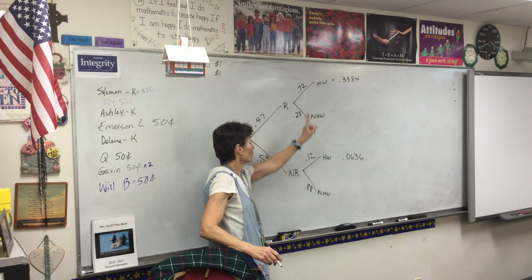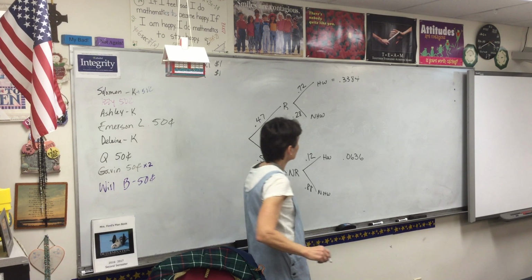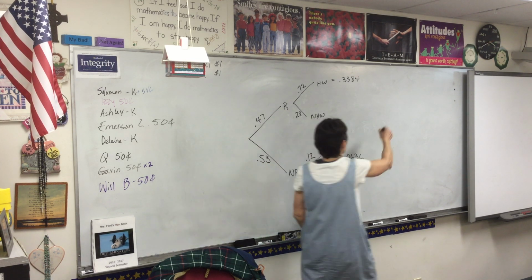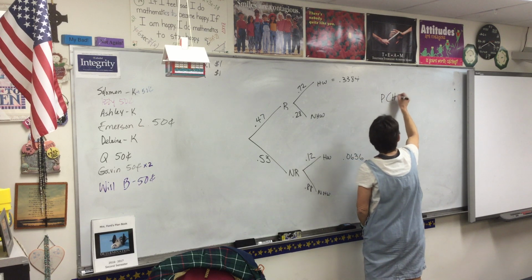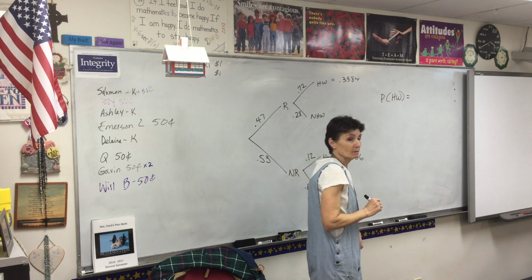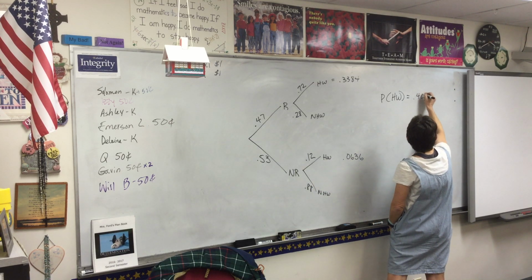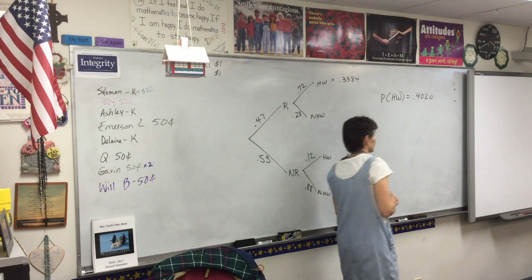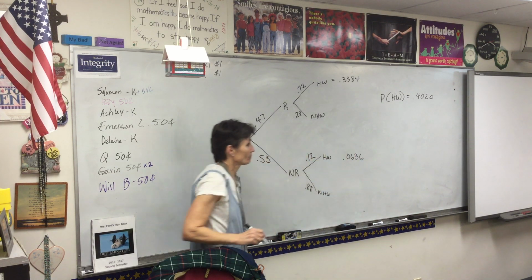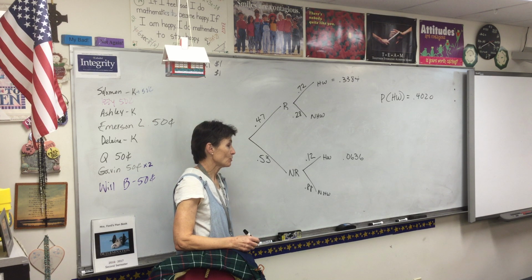Okay, now what do I do with those two numbers? I add them. The total probability of his doing his homework then. So let's say the probability of homework is, what do you get? 40.2%. 0.402? Yeah. And that's the answer to the question.